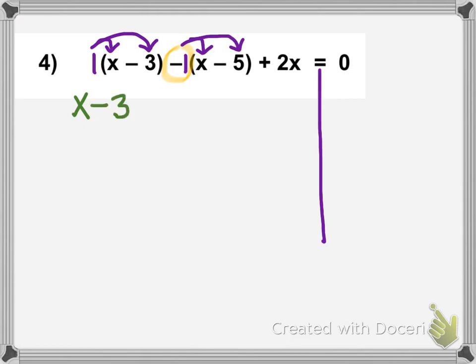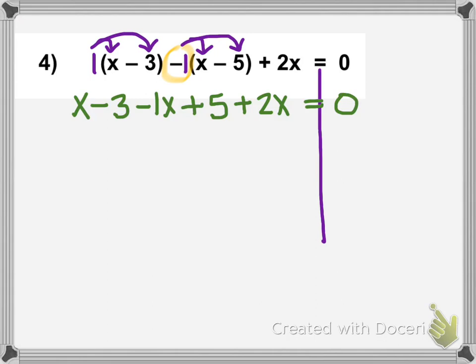Now we're on to the second set of parentheses where we're distributing a negative 1. Negative 1 times x is negative 1x. I can write it as negative 1x, or just negative x. Remember, I don't have to write the 1. You could if you want. Now we're doing negative 1 times that minus or negative 5. Negative times negative is positive, so that should be plus 5. Then we're going to bring down that plus 2x, equal sign 0.